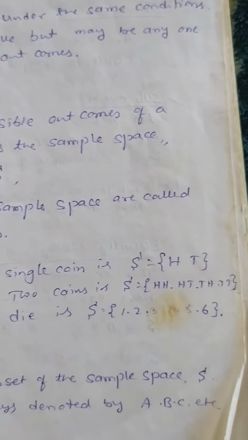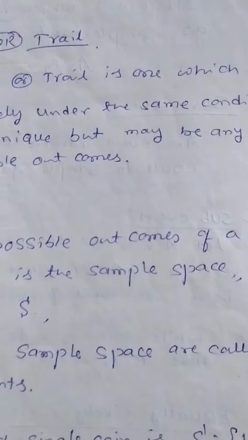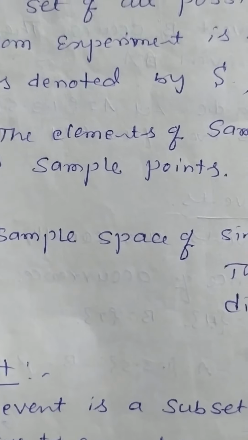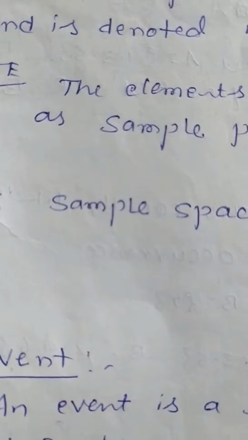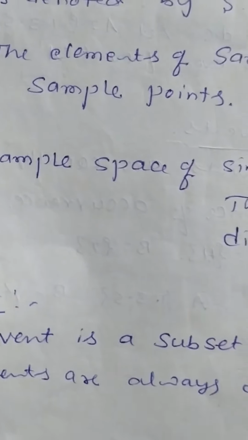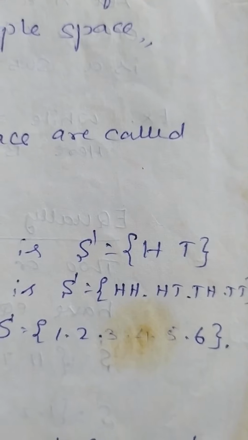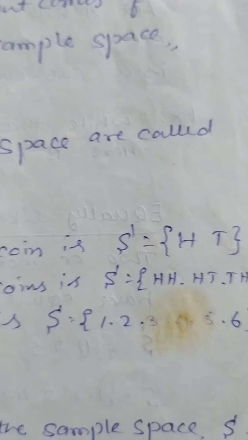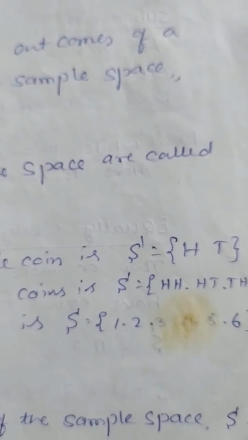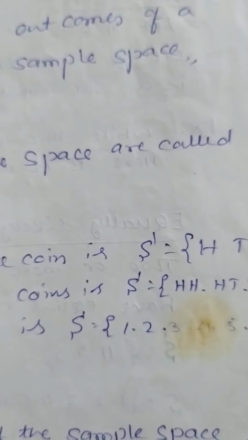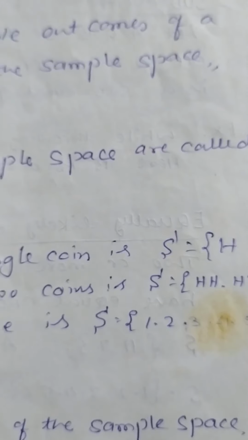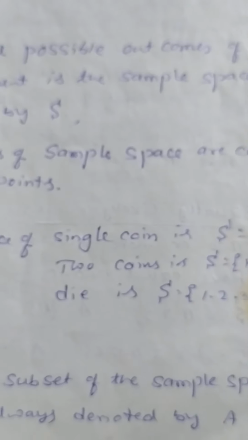Okay. Next. Event. What is an event? Event is a subset of the sample space. That's it. For example, for a die, the sample space is 1, 2, 3, 4, 5, 6. Take a subset of the sample space, say for example, I will take capital A equal to {1, 2, 3}. See, {1, 2, 3} is a subset of S. This set {1, 2, 3}, A, is called an event. Event is a subset of the sample space.